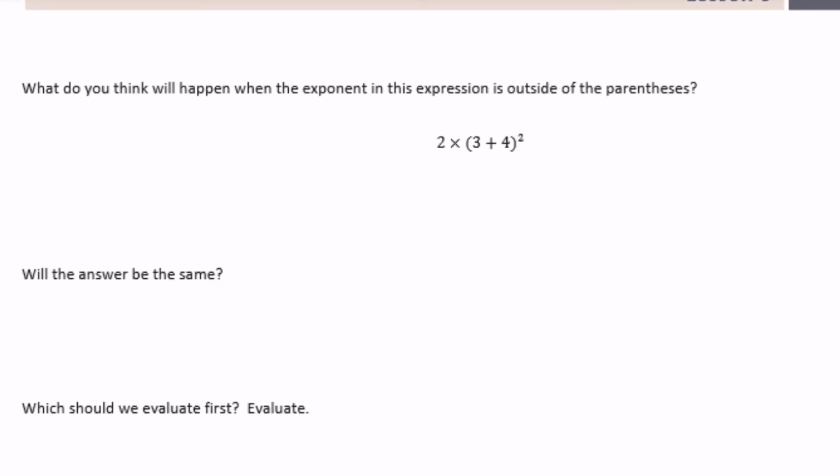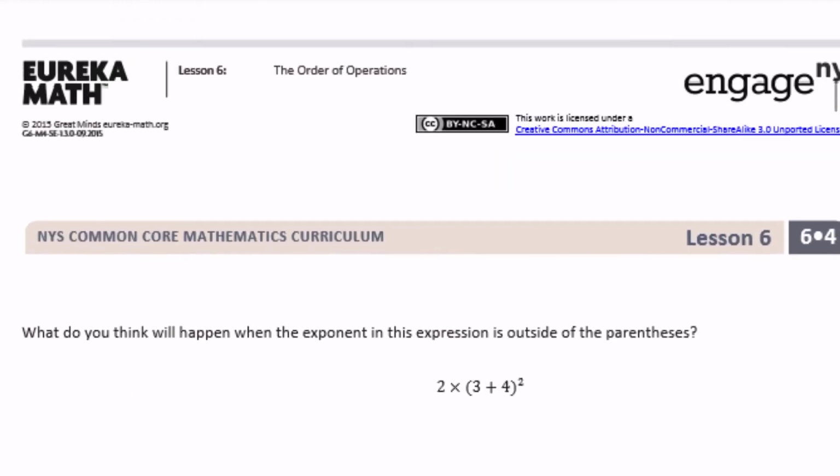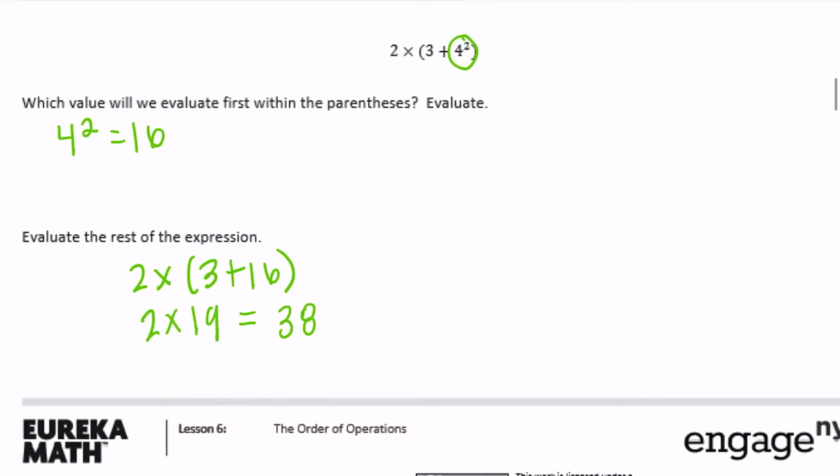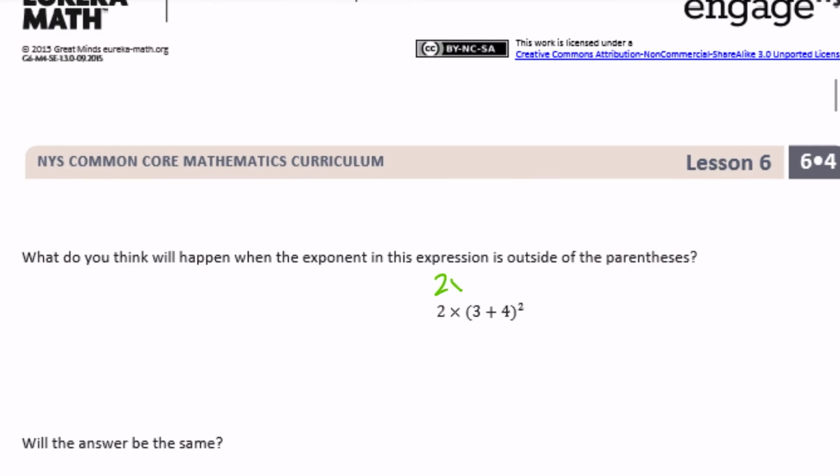What do you think will happen when the exponent in this expression is outside of the parentheses? So now, notice it was inside. The last problem was 2 times 3 plus 4 to the second power. So the exponent was inside the parentheses, just attached to the 4. When it's outside, that means that we're going to square this whole thing, the whole 3 plus 4. So it's really 7 squared.